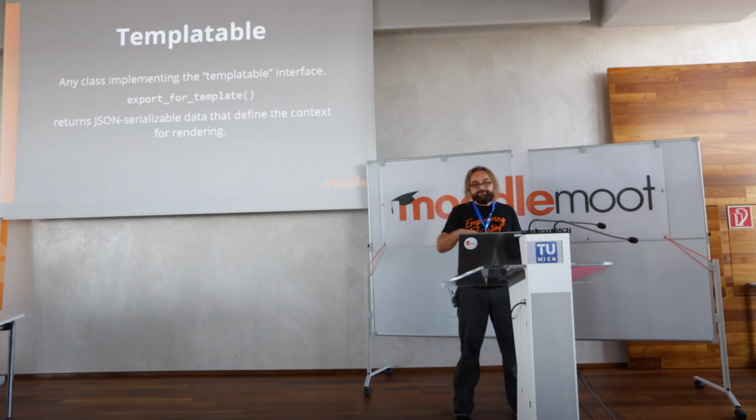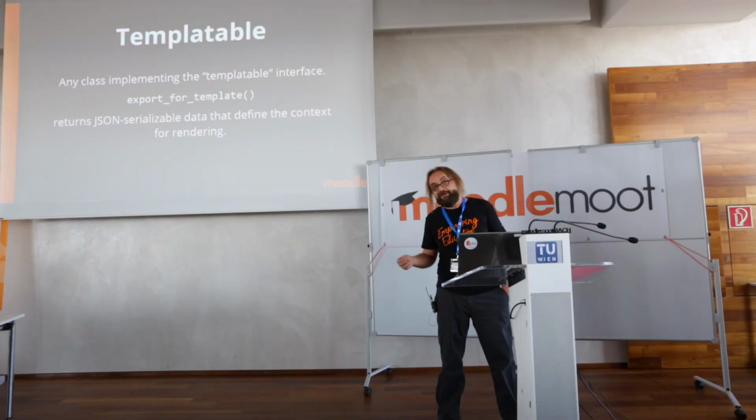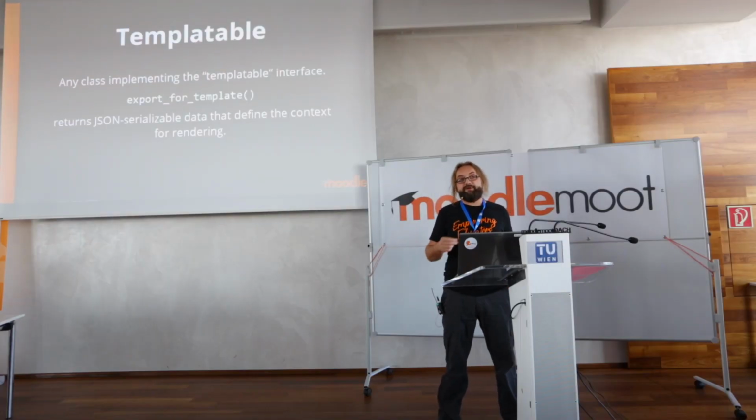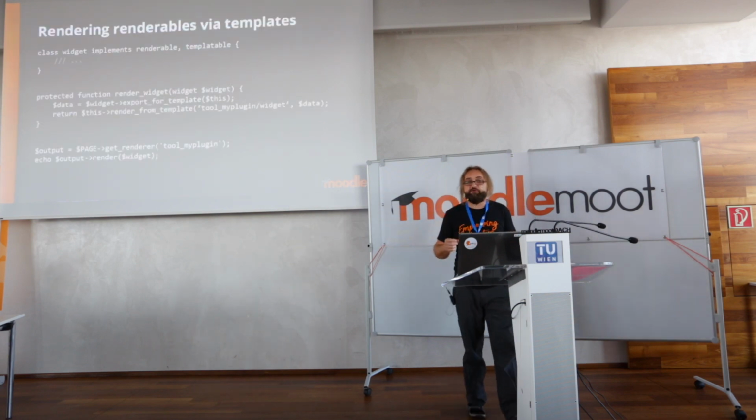So the template was that Mustache file with the HTML, and next to it we need the object. We need something that provides the data for the template, something that will give us the values that we will fill into the template. For this, that object needs to implement a templatable interface, which prescribes a single method, called export for template. This export for template should return a simple data structure that defines all the values that will be put into this template. And when you combine them, we get this actual output.